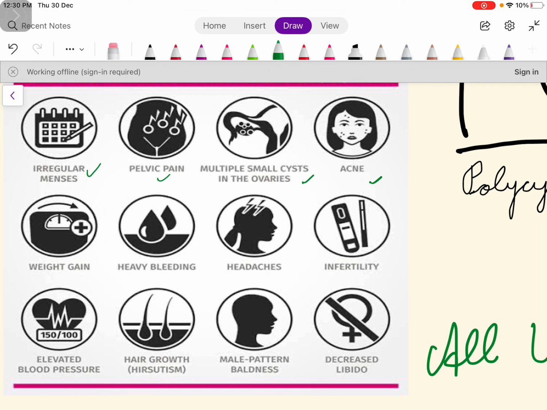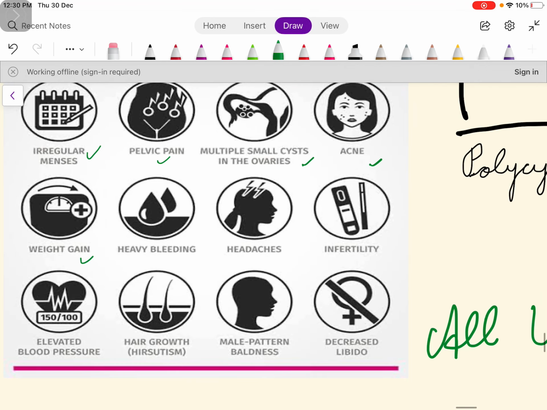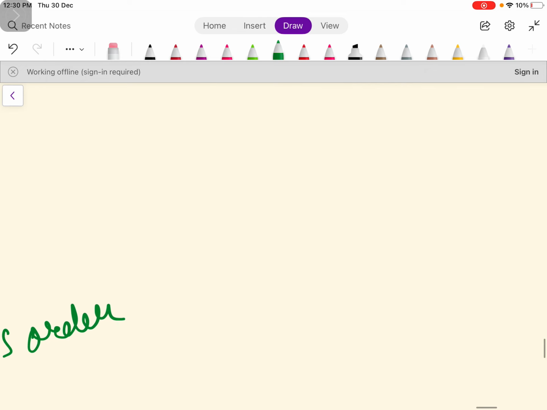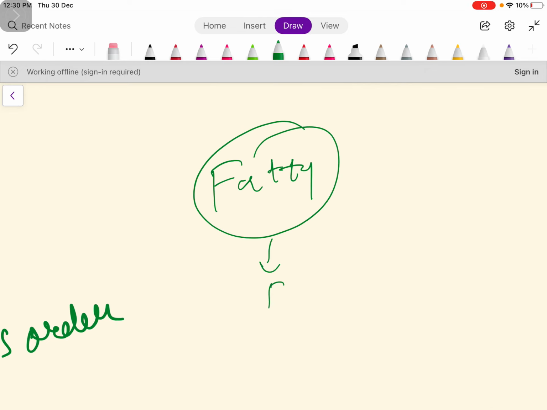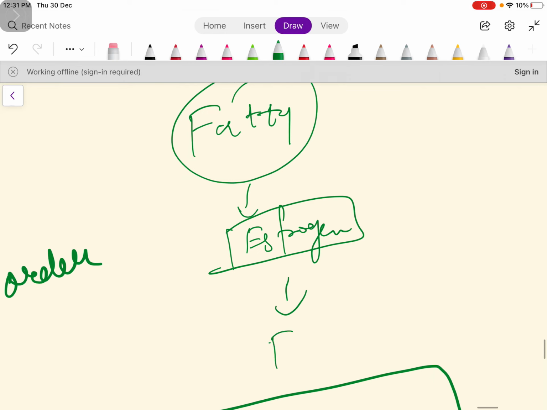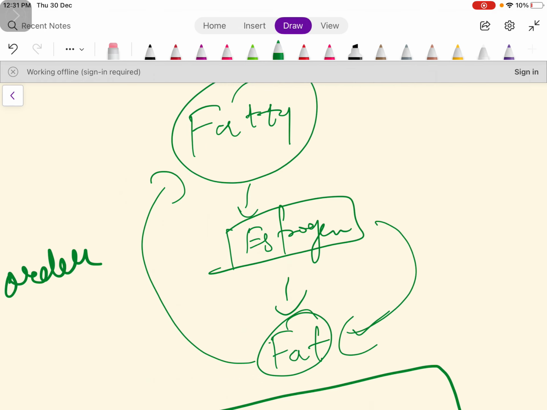Then there will be acne, I have already told you, because of hyperandrogenism. There will be weight gain, this is the vicious cycle. What happens is, the patient is fatty, and because of this there is increased estrogen. Now this estrogen in turn causes one to be fatty. So this fat promotes estrogen, and this estrogen promotes fat.